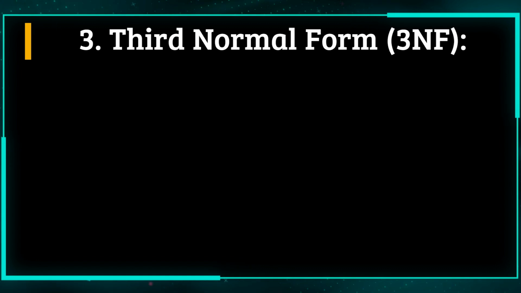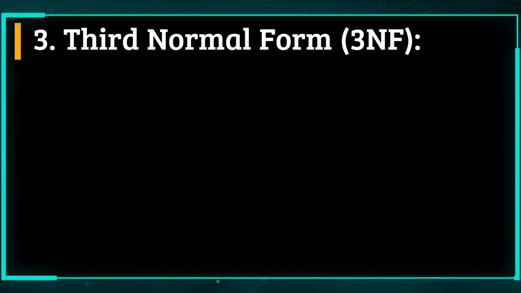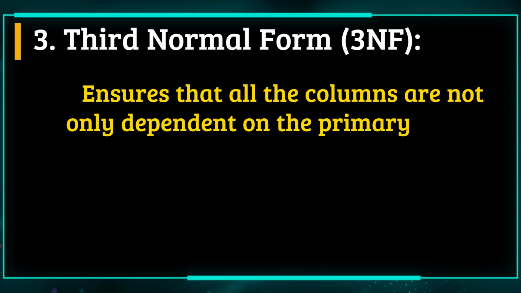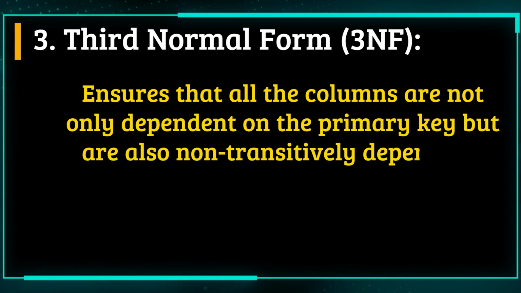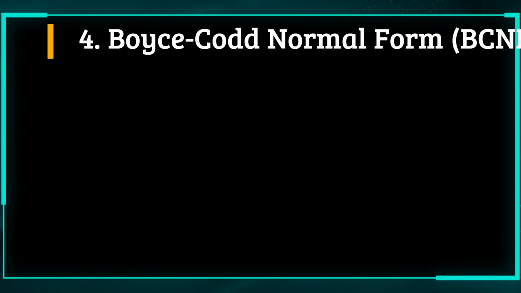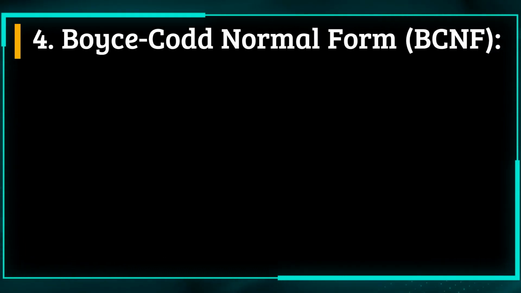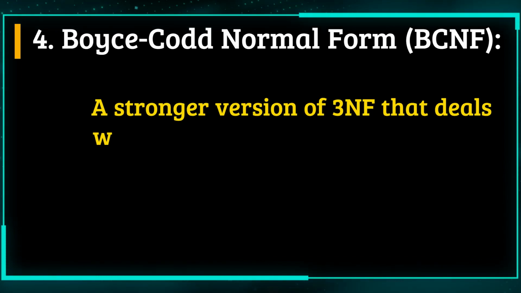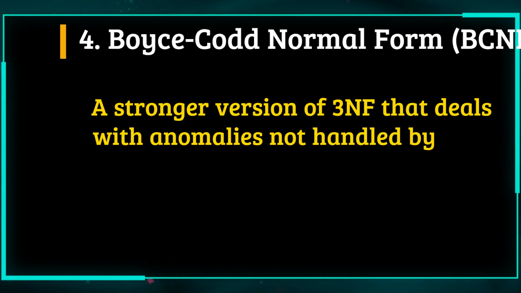3. Third normal form or 3NF. Ensures that all the columns are not only dependent on the primary key but are also non-transitively dependent, meaning there are no indirect dependencies. 4. Boyce-Codd normal form or BCNF. A stronger version of 3NF that deals with anomalies not handled by 3NF.